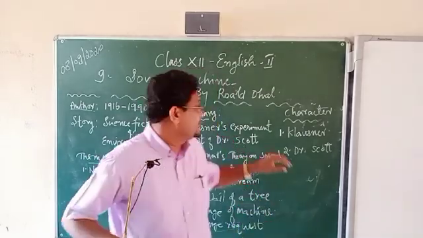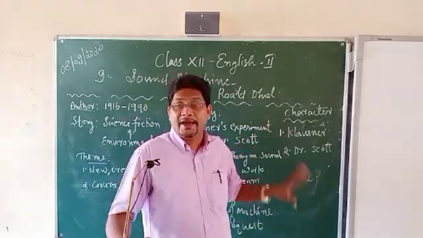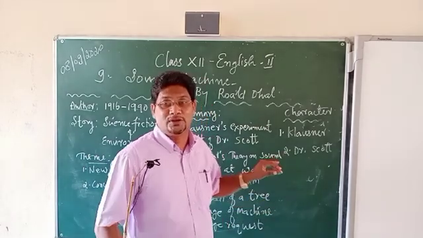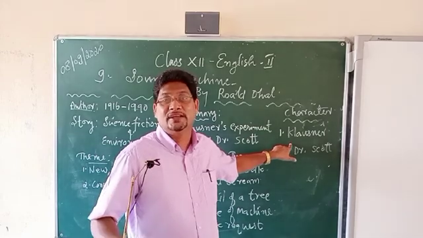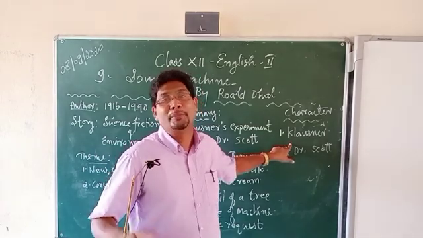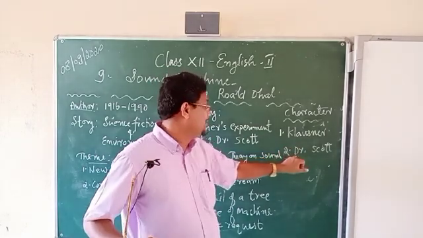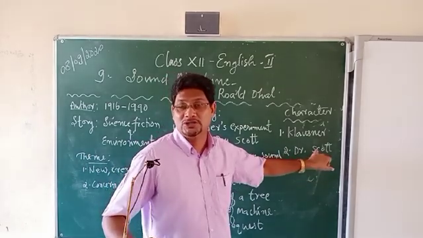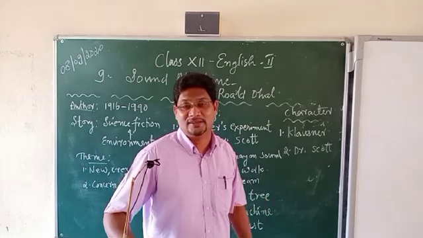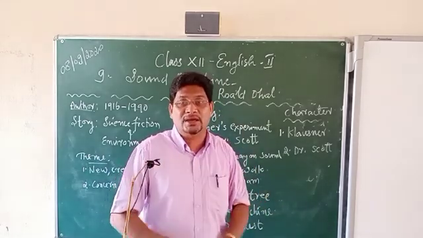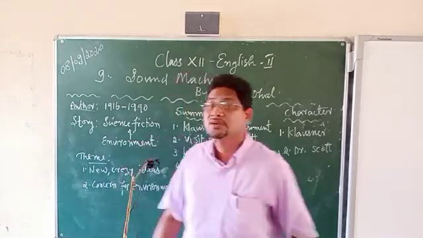Excuse me, dear students, now who are the characters that we find in this particular story? The first two characters are Klusner, maybe the scientist we can say, and Dr. Scott. They are the two characters present here. And what is the summary that we are going to learn from this story?